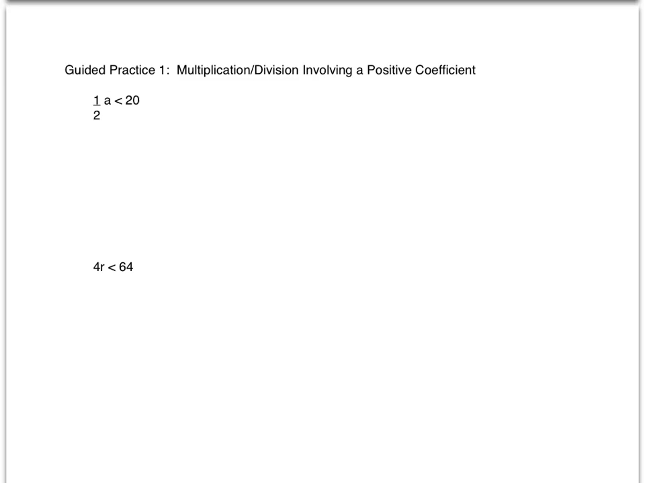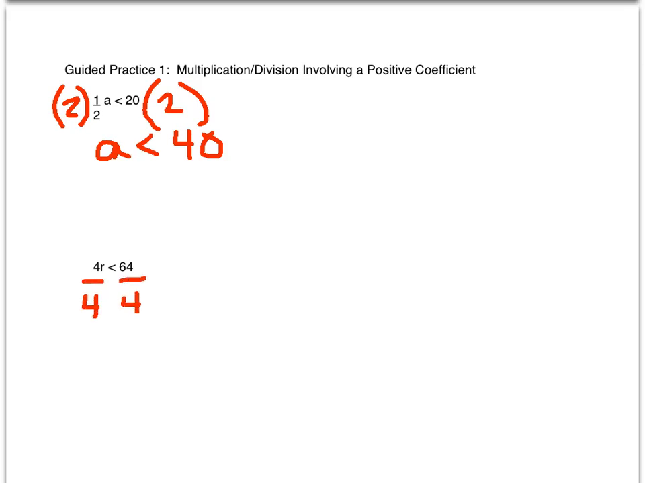Let's look at a couple of problems together. The first problem, 1/2 a, or 1/2 times a, less than 20. To solve this problem, we're going to multiply both sides by 2, which would leave us with a is less than 40. In the second example, we have 4r, or 4 times r, is less than 64. To solve this problem, we're going to divide both sides by 4, and we're left with r is less than 16.